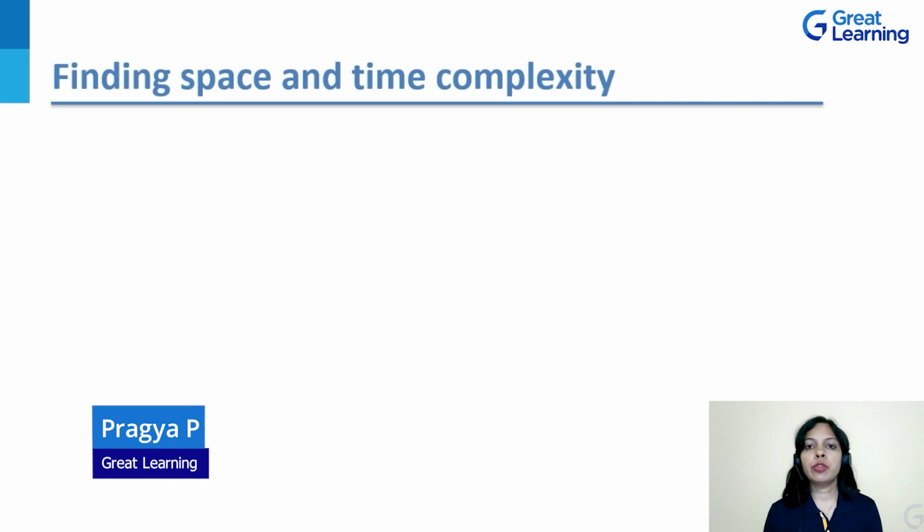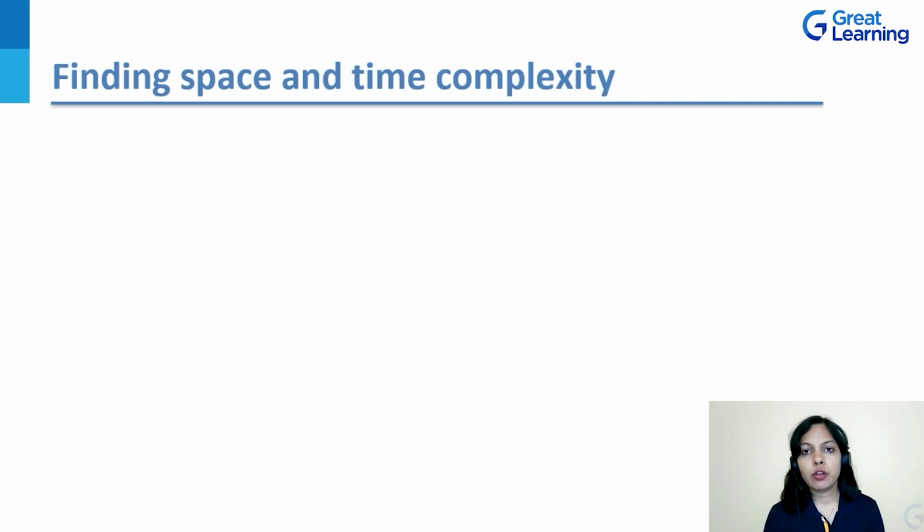So basically here I'm going to give you some tips and tricks when it comes to finding the time complexity of any given code, or for that matter even space complexity for any given code. So what happens in any programming language?